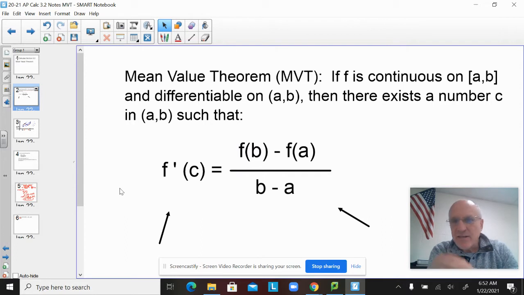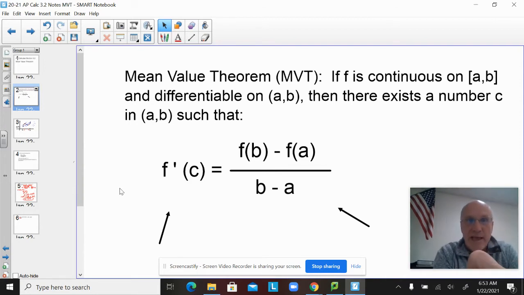It's often abbreviated MVT for mean value theorem. It says that if f is continuous on the closed interval from a to b and differentiable on the open interval from a to b, then there exists a number c in the open interval from a to b such that f prime of c equals f of b minus f of a over b minus a. Let's make some sense of that.